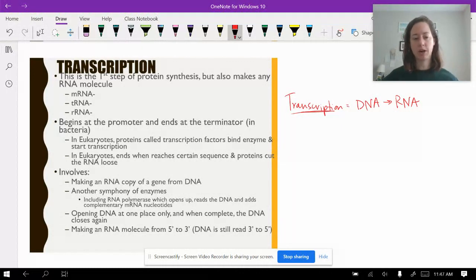In eukaryotes, we also have a sequence at the end of each of our genes that signals, okay, this is the end of the gene, and then proteins will cut that RNA off at the end. That's just one small difference. There are more that I'm going to talk about in a minute.